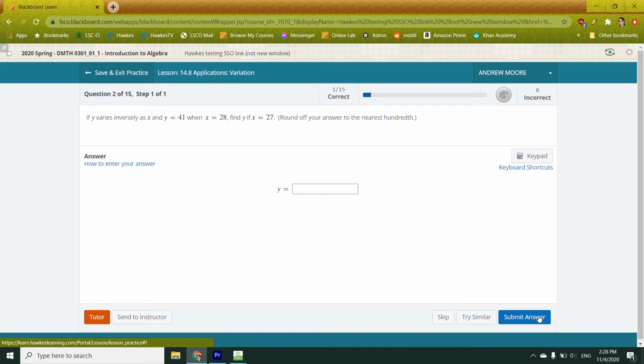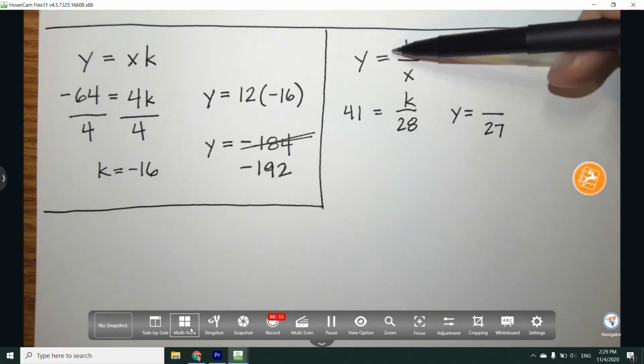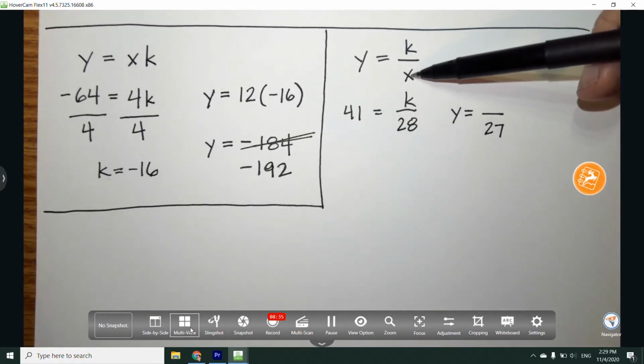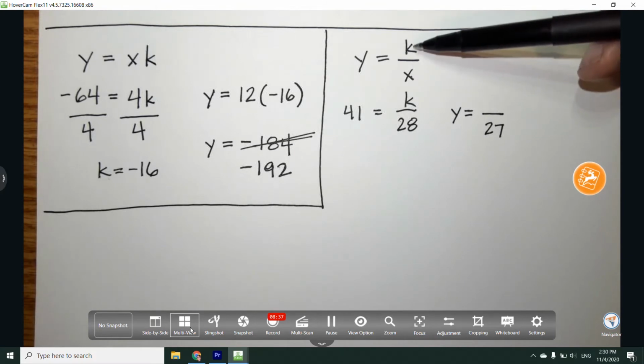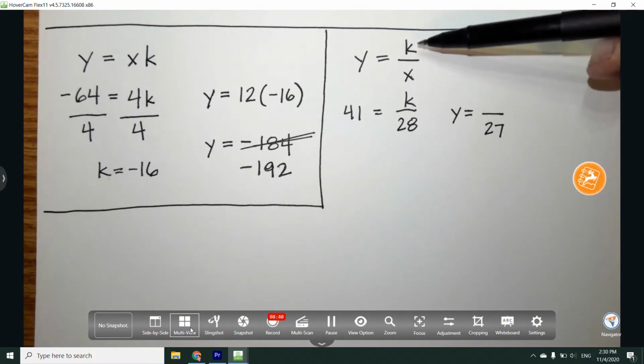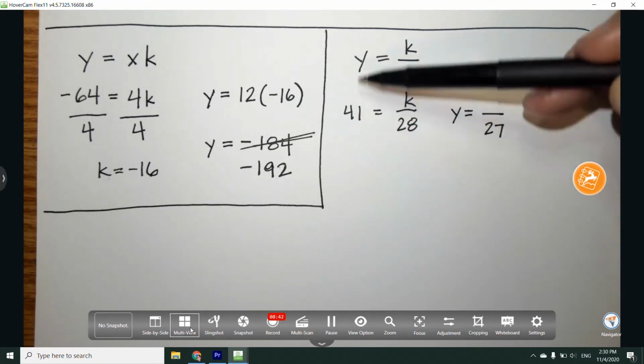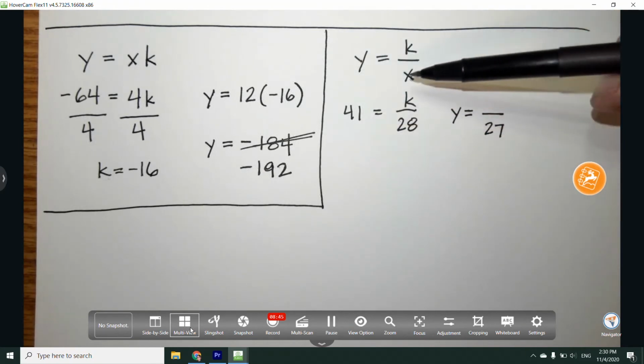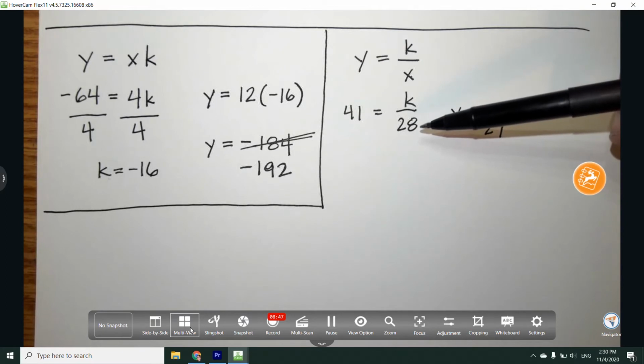If y varies inversely as x, and y equals 41 when x equals 28, find y if x equals 27. Round your answer to the nearest hundredth, which means 2 decimal places. All right, so it says y varies inversely as x, so that's why we put it in the denominator, and then we always put our constant here on top. Okay, so it said y equals 41, so we replaced y with 41, and it said x equals 28, so we replaced it here. Now we're taking our constant and dividing it by 28.